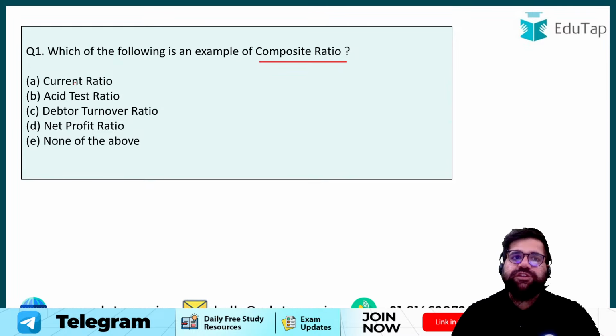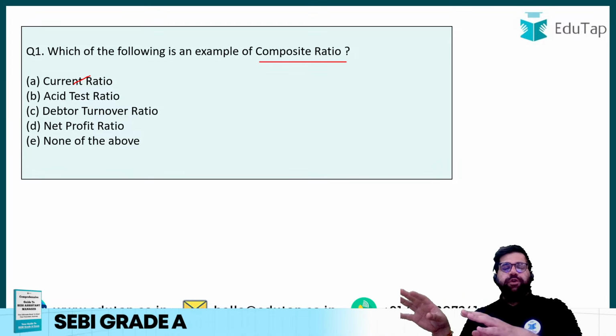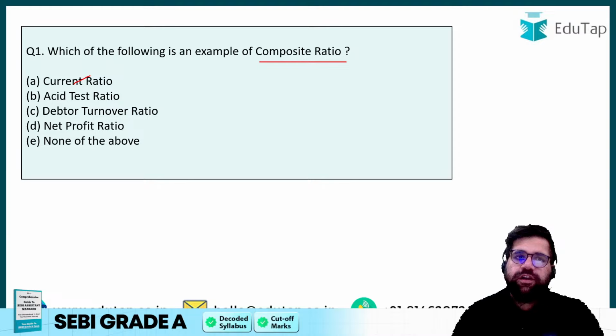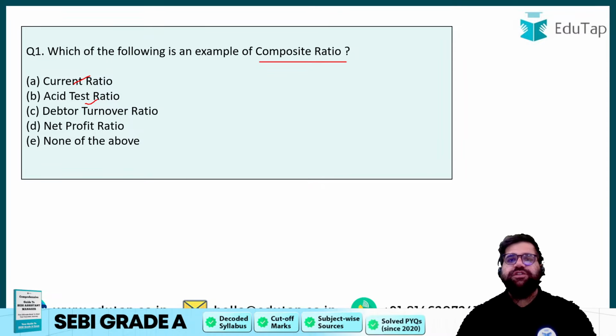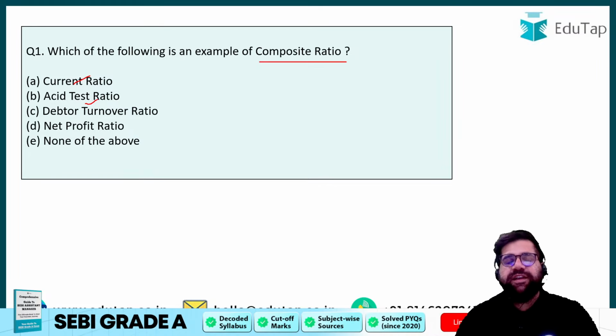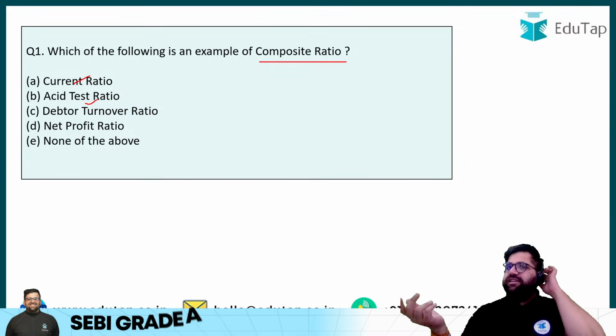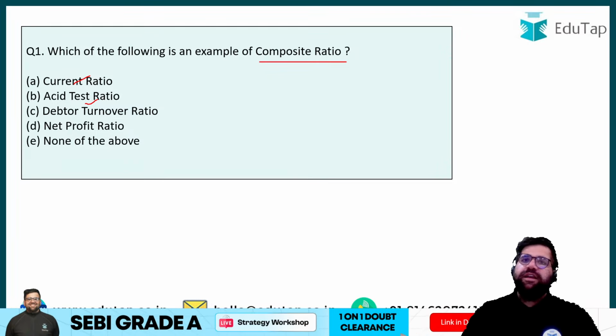Now see, current ratio is what? Current assets upon current liabilities. Both these figures will be available to you in the balance sheet. So this is not a composite ratio. Asset test ratio is your quick assets divided by your current liabilities. Quick assets again is available in your balance sheet. Current liabilities is again available in your balance sheet.